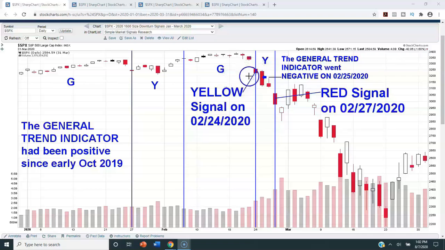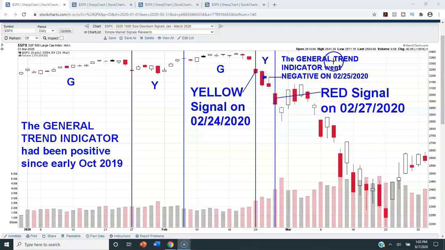On the 24th, the simple market signals risk signal went yellow. So on the 24th, the signal went yellow. The general trend indicator went negative on the 25th. And then 2 days later, the signal went red. The risk signal went red. So think about this. All in 1 week, just a few days apart, we had a yellow signal. We had the general trend indicator go negative. And then we had the risk signal go red on the 27th. That was Thursday. All right.